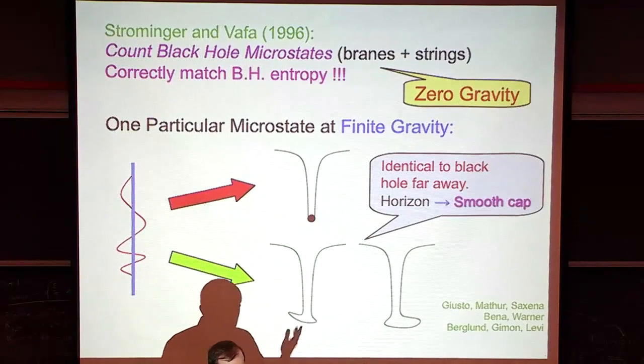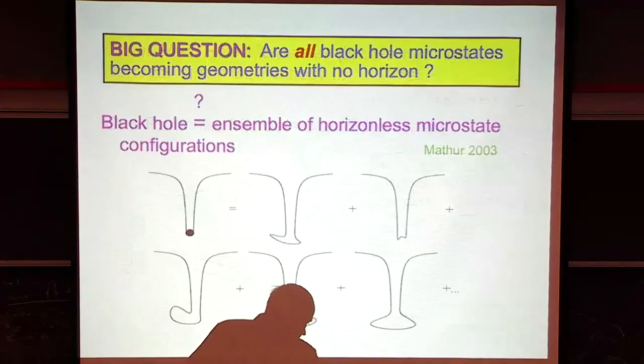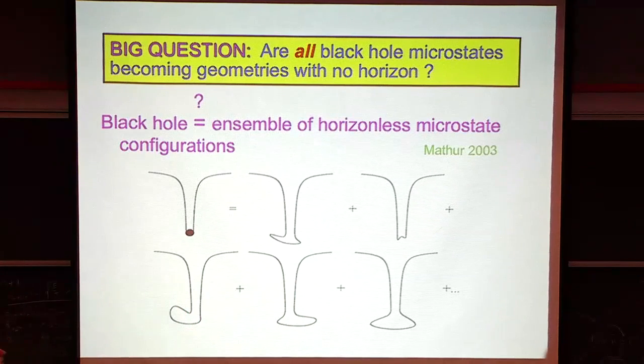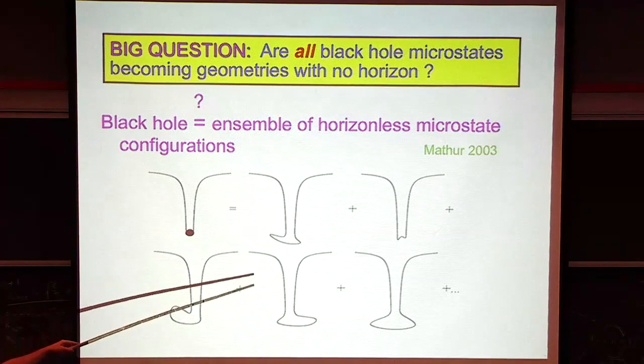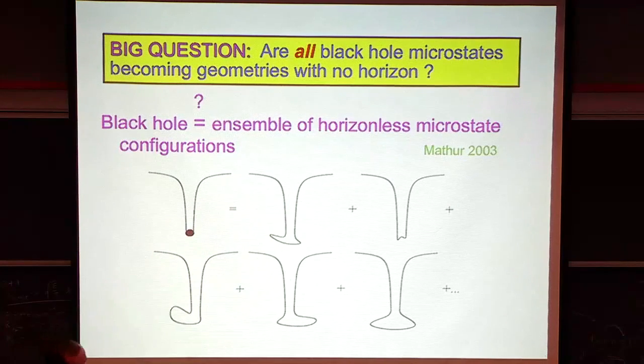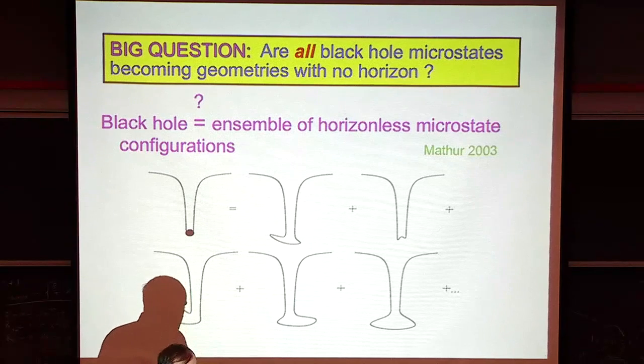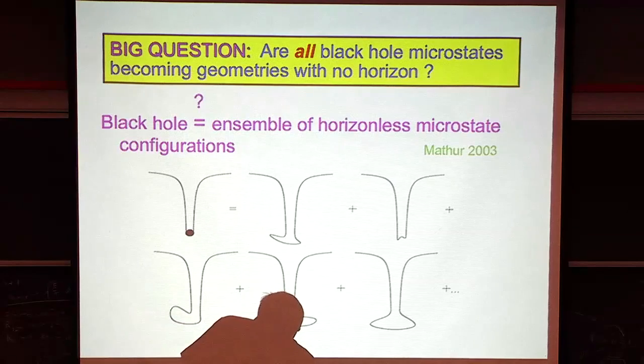And the big question, in my opinion, is: is it possible that actually all the black hole microstates, all the things which describe the black hole microstates, are given by such configurations? And this is basically what Mathur put forth in 2003 as a conjecture. For some reason, it got labeled as the fuzzball conjecture, which, again, I don't like the word too much. But the question is, is it true that the black hole really is given by such horizonless microstates?